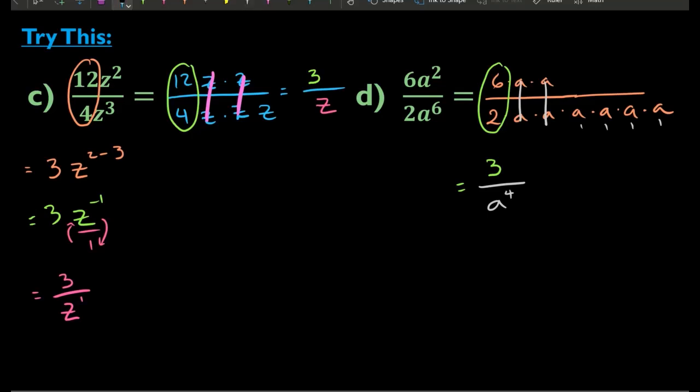Okay, if we go the long way, 6 divided by 2 is 3. A squared minus 6. That will be 3a to the negative 4. Since it's a negative exponent, you put 1 under and we flip it. That will be 3 over a to the 4th power.